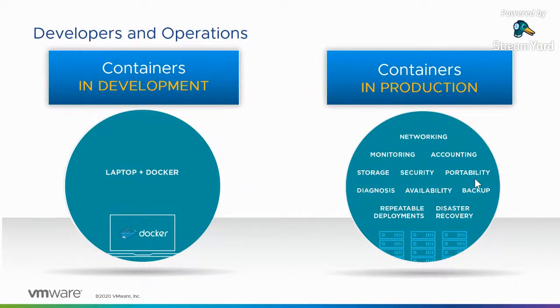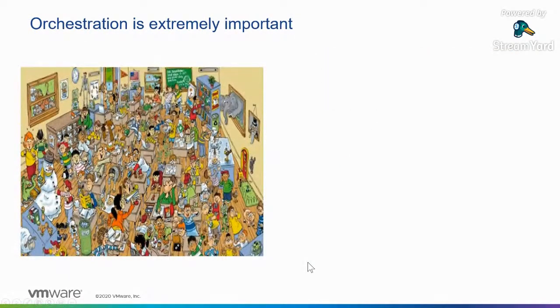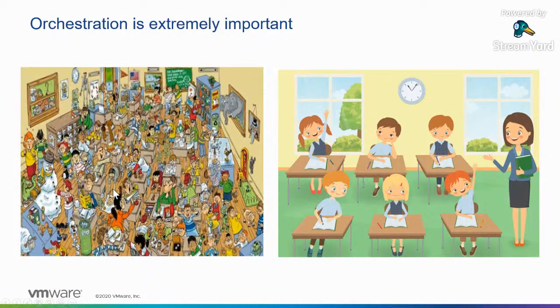And backups and restores, disaster recovery, all these issues do come in, and it's very hard to maintain these without orchestration, which is nothing but automation. So it looks like this. See how chaotic the room is.